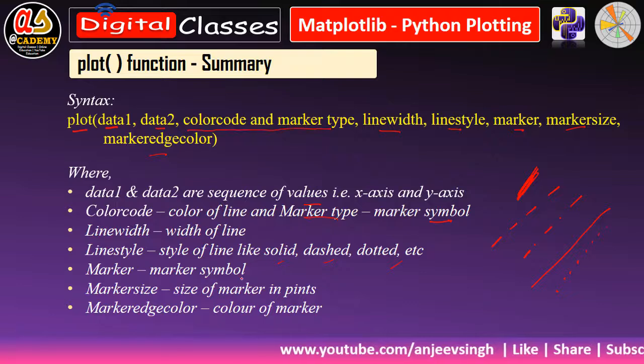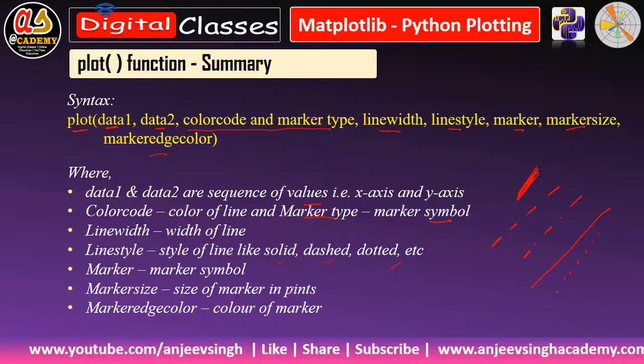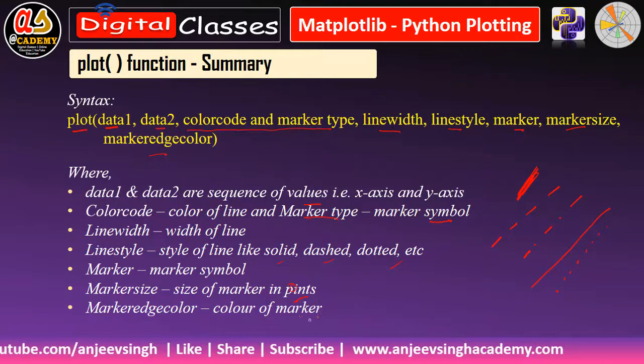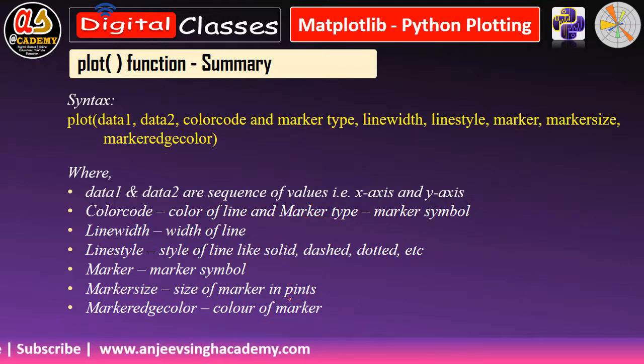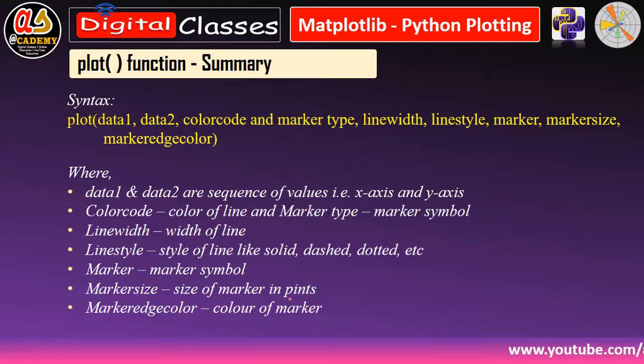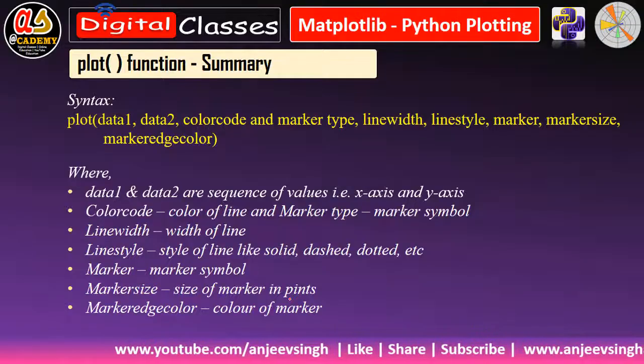लाइन स्टाइल मींस अलग अलग तरीके से हम लाइन ड्रॉ कर सकते हैं, जैसे सॉलिड, डैश, डॉटेड और ऐसा कुछ. मार्कर टाइप, दिस इज द मार्कर सिंबल कि व्हाट टाइप ऑफ मार्कर सिंबल यू वांट टू यूज. एंड दिस इज द मार्कर साइज, साइज ऑफ द मार्कर इन पॉइंट्स. And the last is the marker edge color, कि what is the color of the marker. So this is about the plot function. Now you understand how you will use the plot function for drawing the line graph, the line chart, as well as the scatter chart. तो प्लॉट के मल्टीपल यूजेज हैं. आप लाइन ग्राफ भी बना सकते हैं, आप स्कैटर चार्ट भी बना सकते हैं.